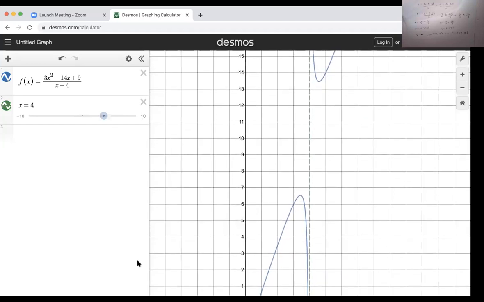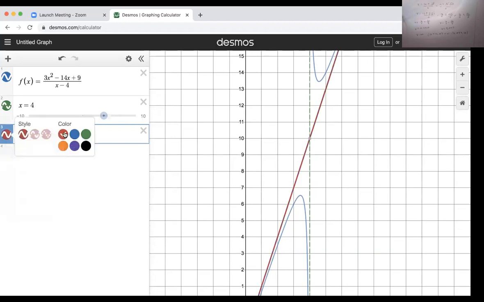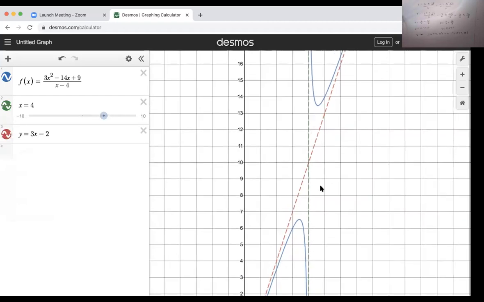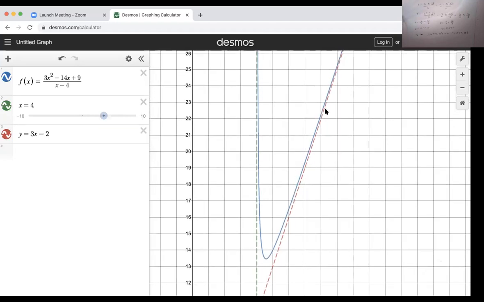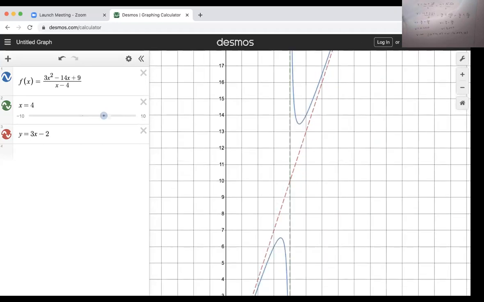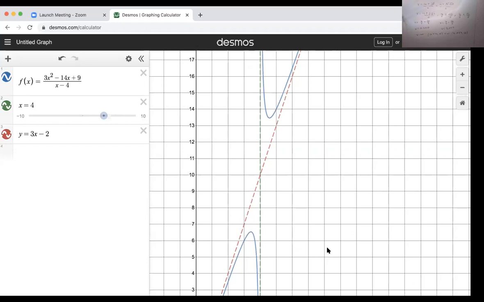Now, what about my slant asymptote? What did I say that was? My slant asymptote was y equals 3x minus 2. So y equals 3x minus 2. Let's make that a different color. And you can notice that as we move farther and farther away from the origin, this graph gets closer and closer to that slant asymptote. So we feel good about the vertical asymptote. We feel good about the slant asymptote. We feel good about the domain, right? Everything works except for 4.